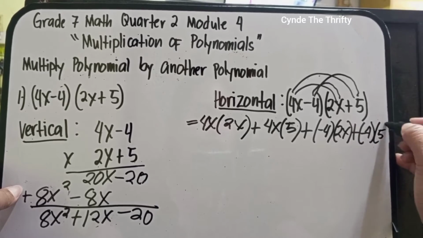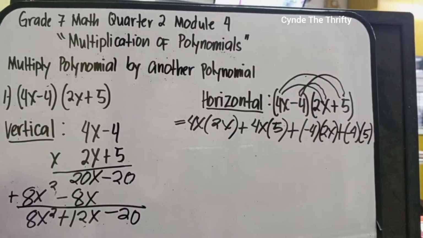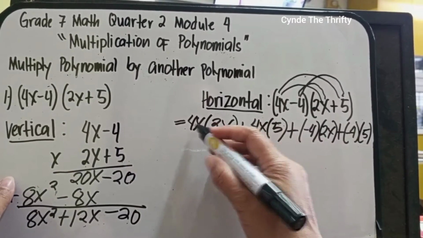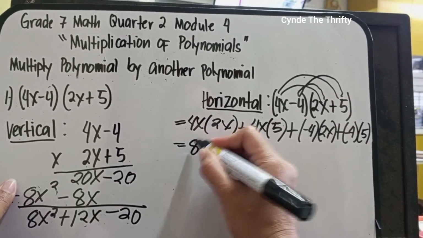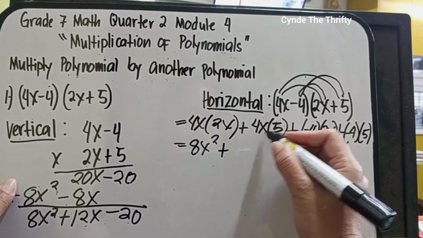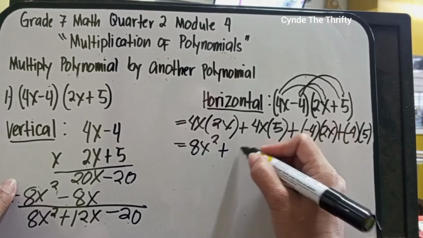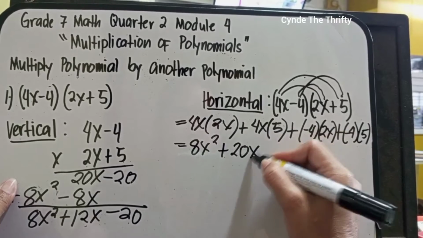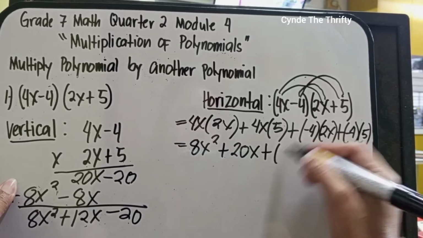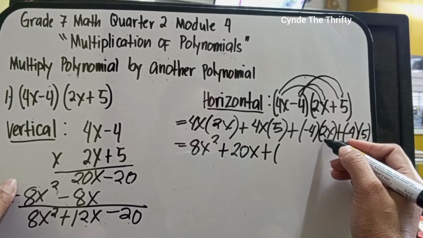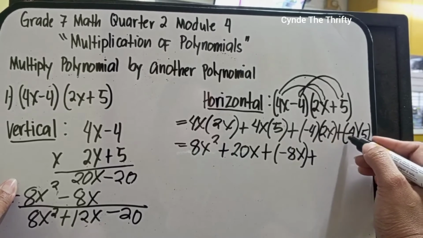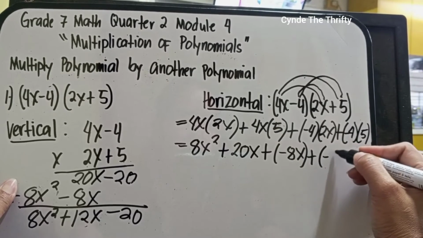Ngayon is i-multiply na natin sila isa-isa. So, 4x times 2x, so 4 times 2 is equal to 8. And then x times x is equal to x squared plus 4x times 5. So, 4 times 5 is equal to 20. Kopyahin natin ang x plus negative 4 times 2x is equal to negative 4 times 2 is equal to negative 8x plus negative 4 times 5 is equal to negative 20.